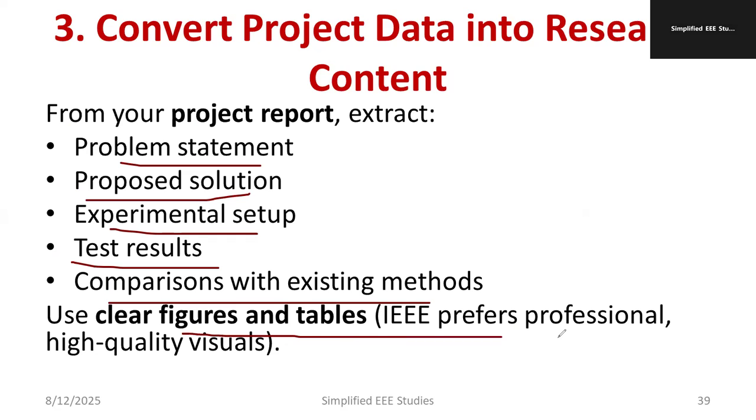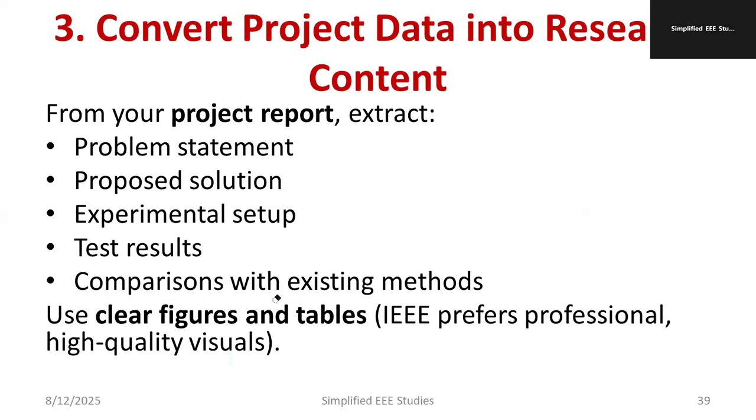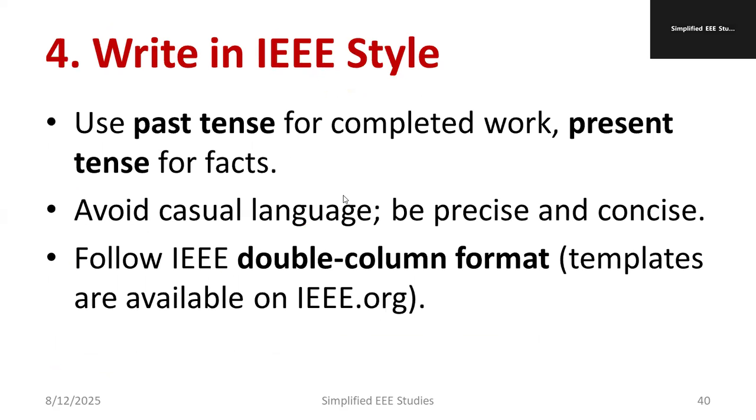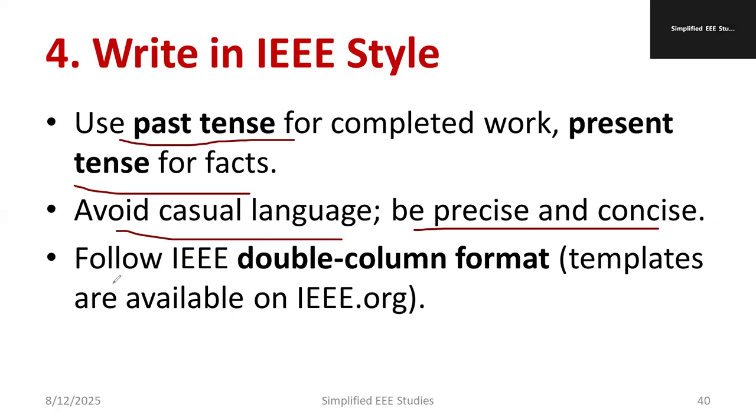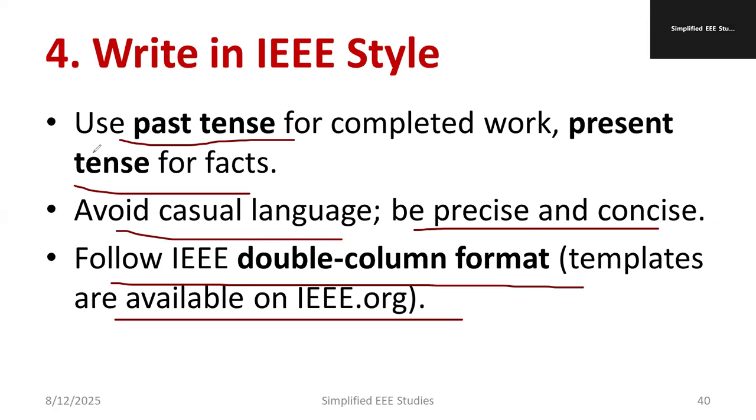Use clear figures and tables, that is mandatory in IEEE because clarity is most important. If you are not meeting the requirement, your paper is liable to be rejected at the final stage. Use past tense for the completed work, and present tense for general facts. Avoid casual language. Be precise and concise. Follow IEEE double column format. It's already available on the IEEE website.